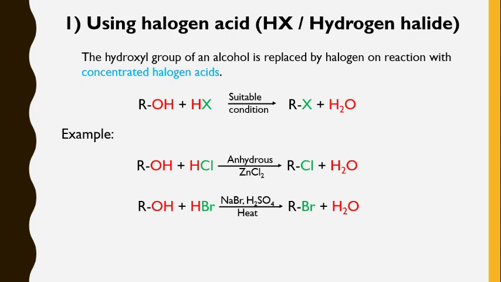In the second reaction, when we treat alcohol with HBr, it requires a different catalyst, NaBr in H2SO4, and we have to give heat to that reaction. Then it will form our halogen derivative. And the last one, with HI, requires another catalyst, sodium iodide and H3PO4. Okay, this is our first method by using halogen acid.